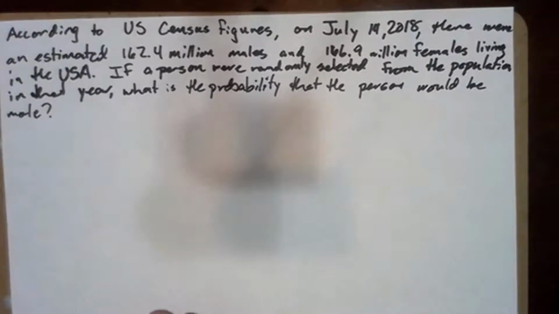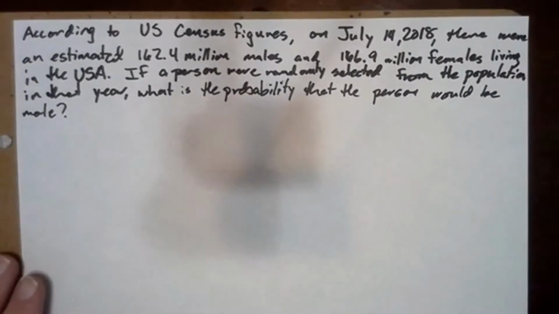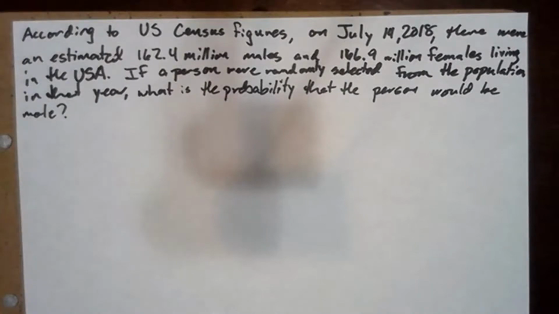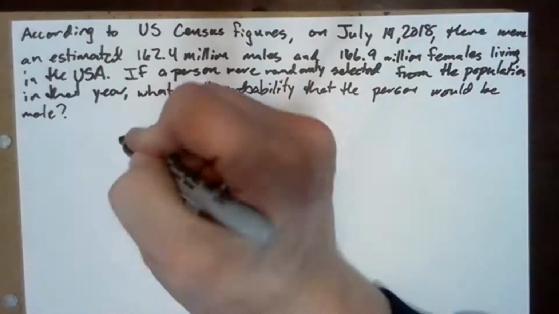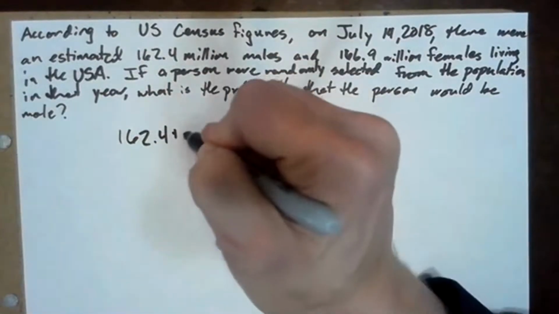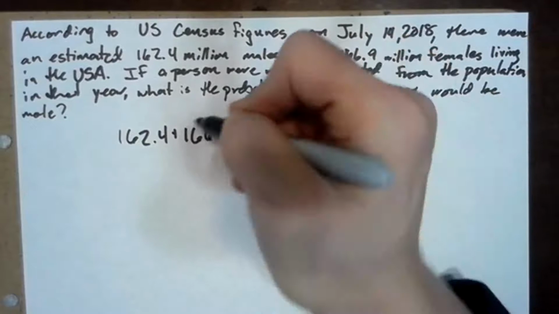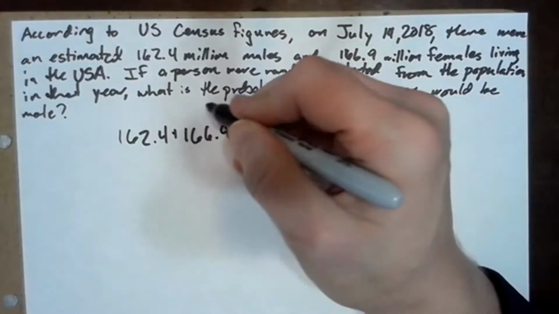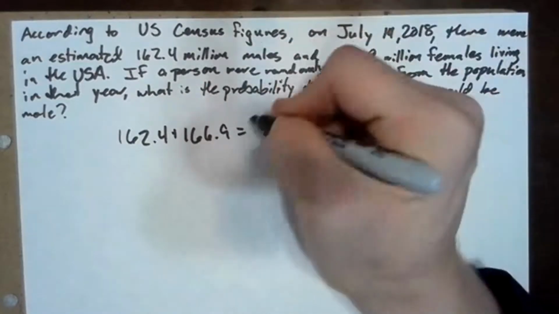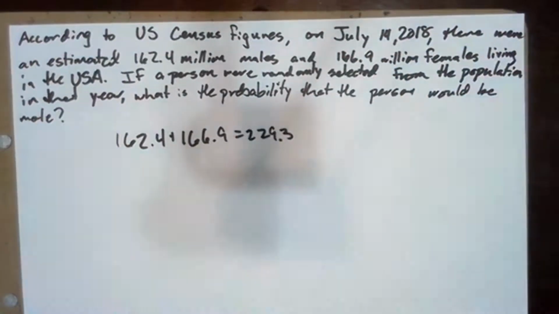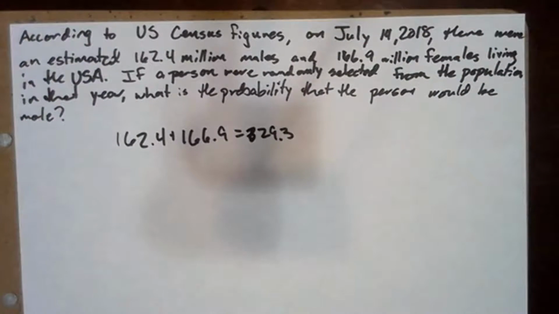According to the U.S. Census figures, on July 14th, 2018, there were an estimated 162.4 million males and 166.9 million females living in the USA. If a person were randomly selected from the population in that year, what is the probability that the person would be male? Well, to do this, the first thing we want to do is add these two numbers. 162.4 plus 166.9 gives us 329.3 million people in the US.